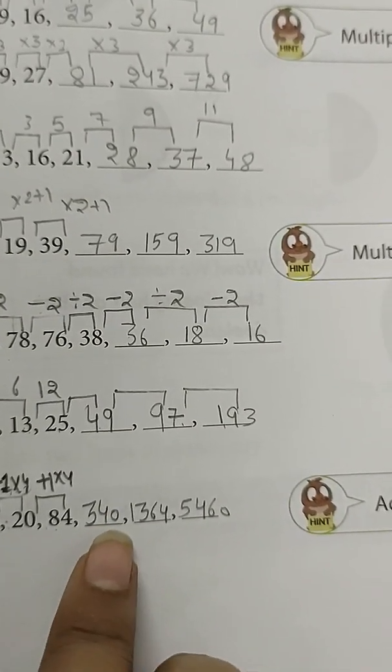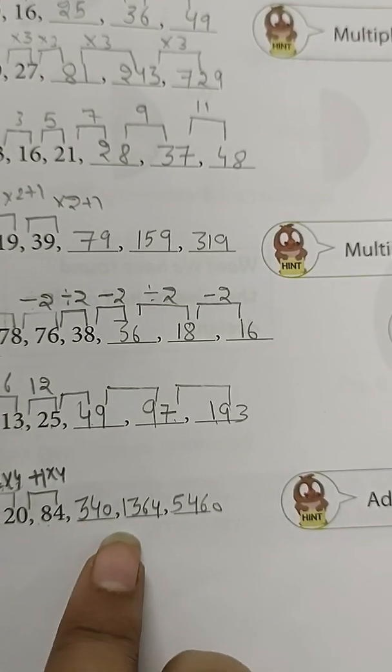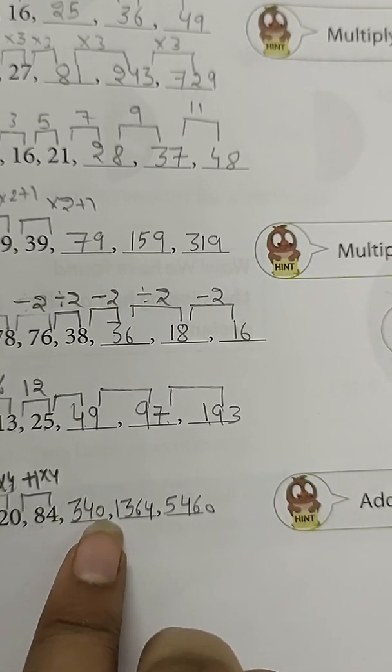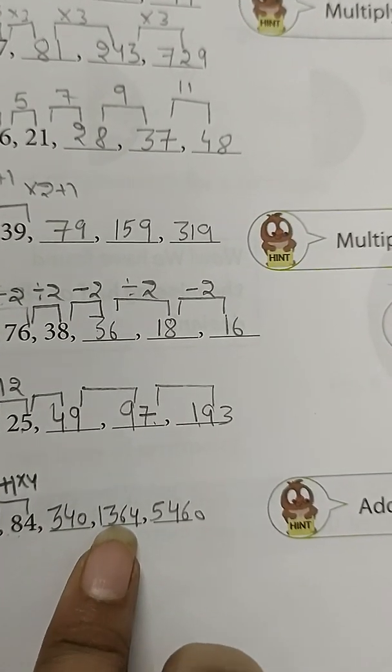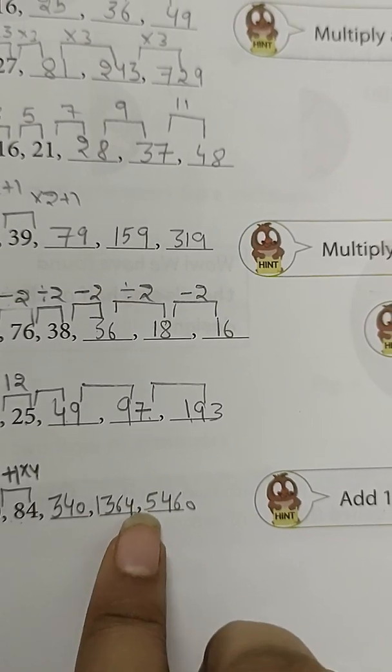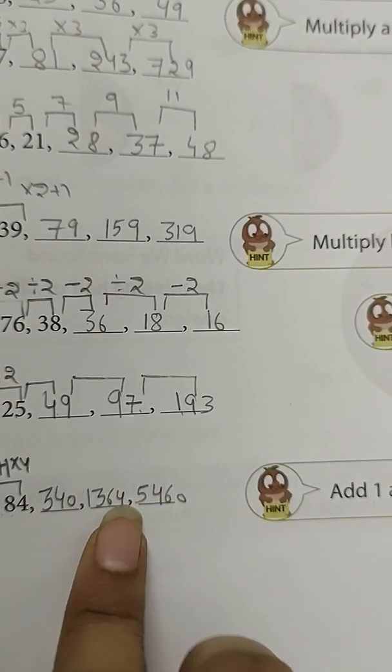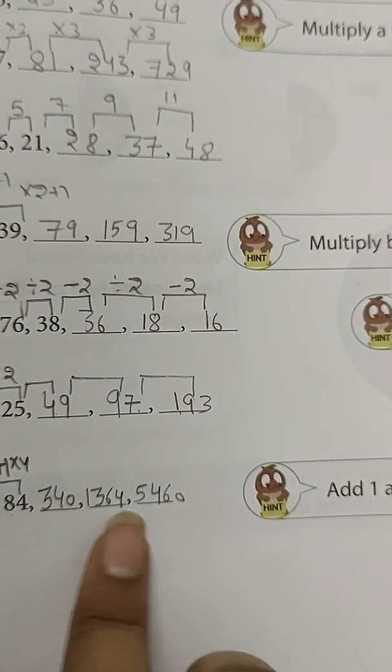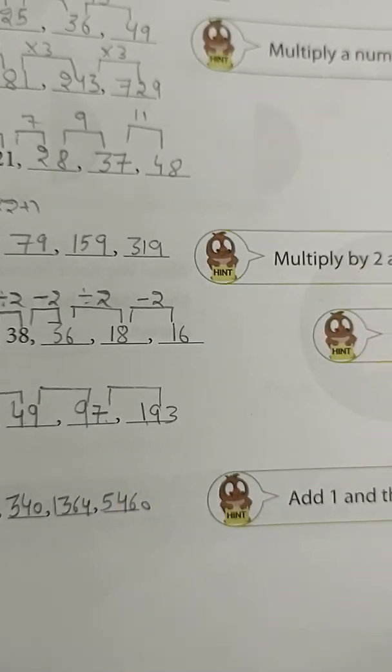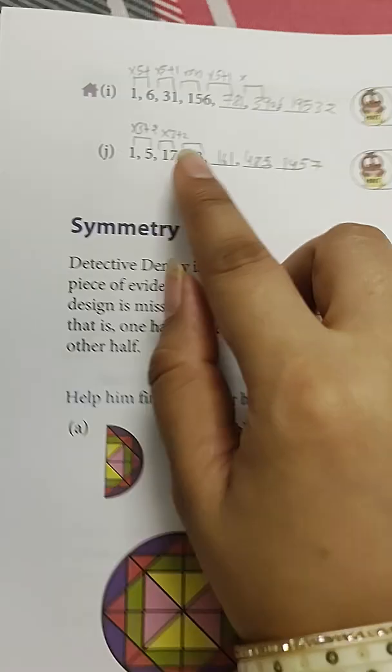340 plus 1 is 341. 341 multiplied by 4 is 1364. 1364 plus 1 is 1365. 1365 multiplied by 4 is 5460. This is your answer. Now let us come to the next number.